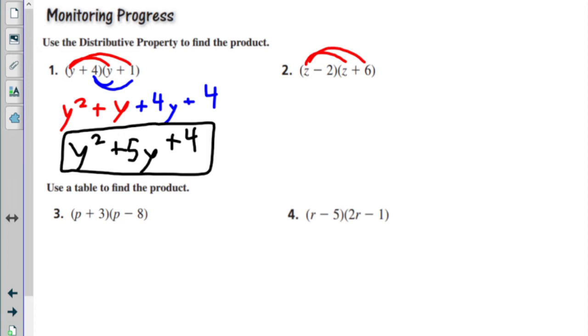So we have z times z, and we know that z times z is z squared. So z times z is z squared. Then we have a z times a positive 6, so that's going to be positive z times 6, we're going to write as 6z.